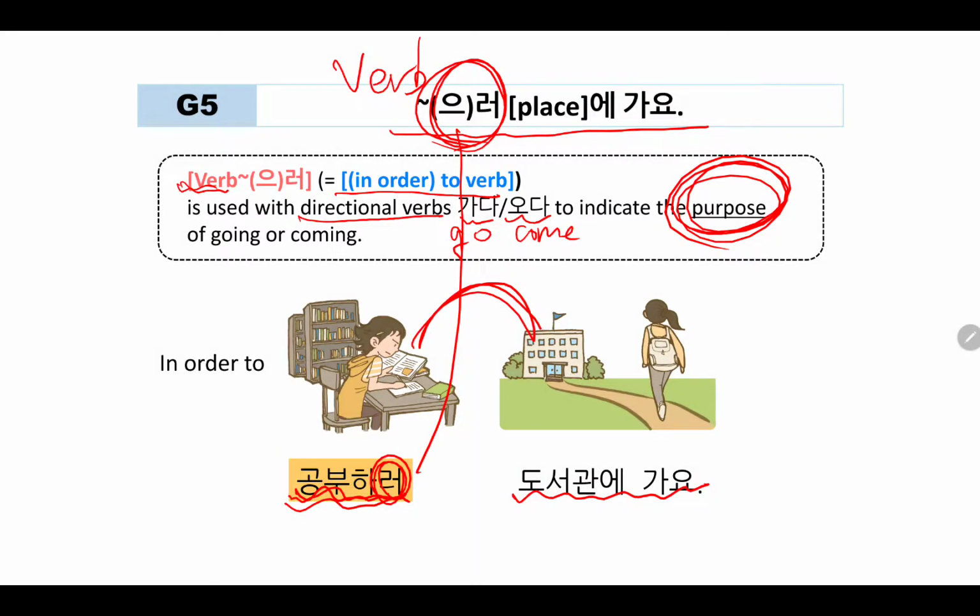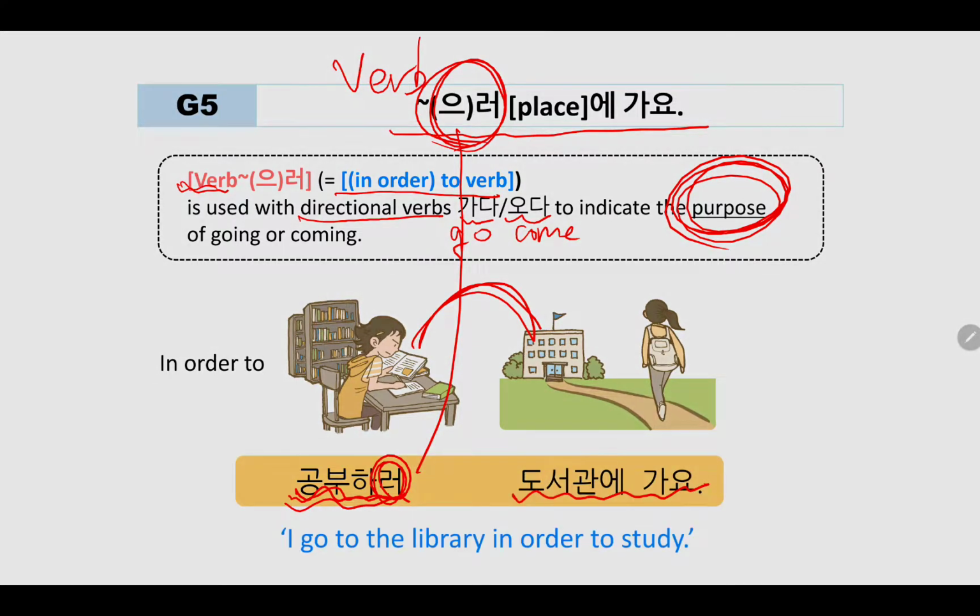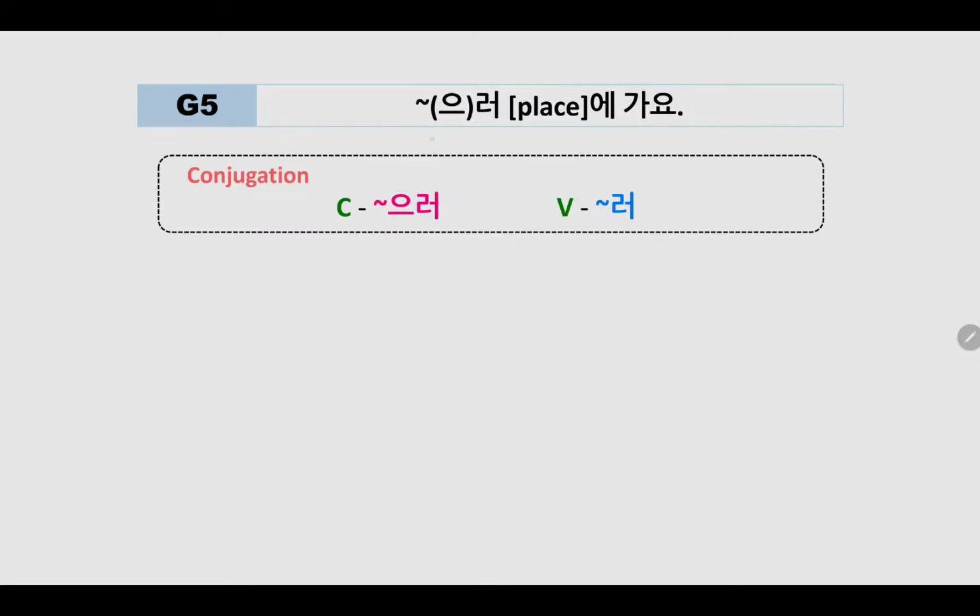공부하러. Why 러 instead of 으러? We'll cover it in the next slide. But if you want to express that you are going to the library in order to study, you would say 저는 공부하러 도서관에 가요. I go to the library in order to study. Cool. So why is there this parenthesis? When do you use 으러 and when do you use 러?